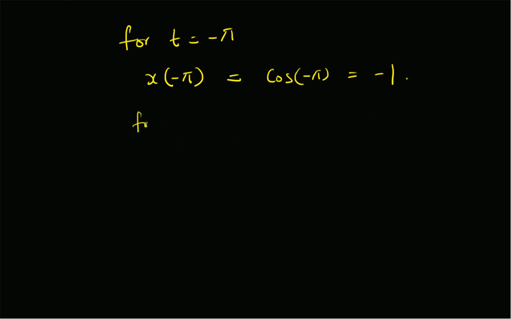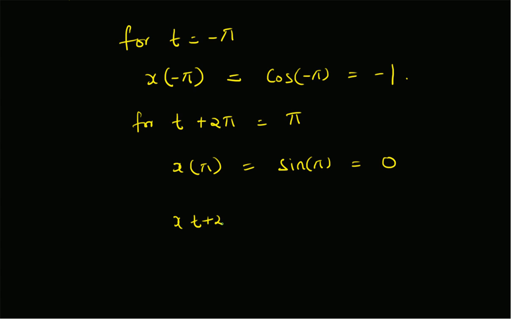However, for t plus 2 pi, that is 2 pi plus minus pi, that is pi, x of pi, at this location, the value is actually sin of pi. So that means it is equal to 0. Therefore, x of t plus 2 pi is indeed not equal to x of t, for example, t equal to minus pi. So this counter example basically shows that x of t is non-periodic.